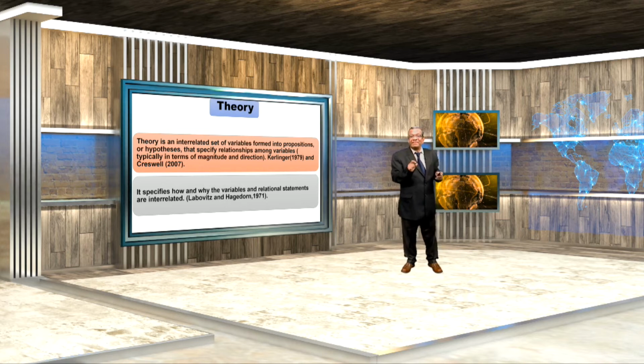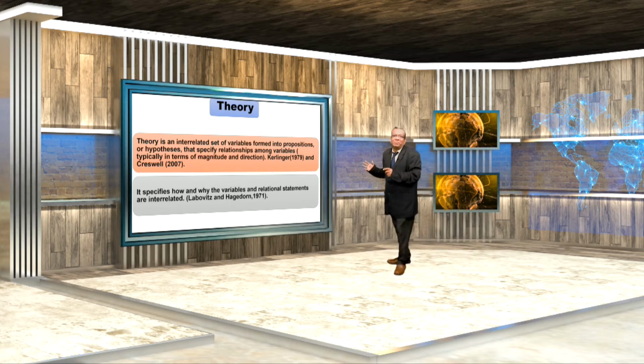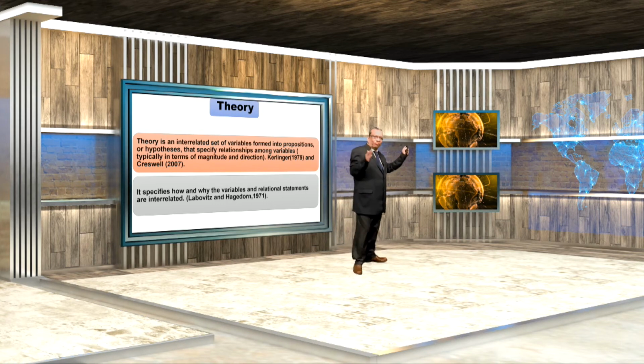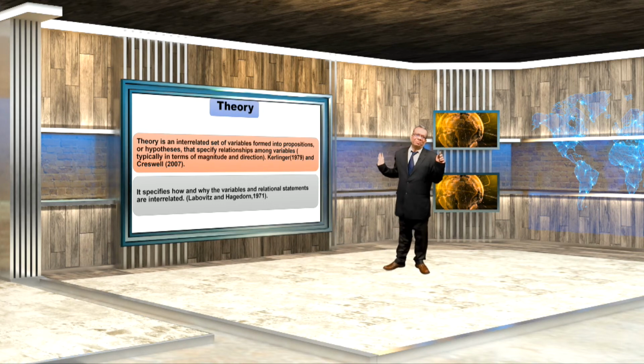It specifies how and why the variables and the relational statements are interrelated. That's all. The entire theory can be reduced into a set of variables and relational statements. Therefore, you can clearly understand how theory has been built.